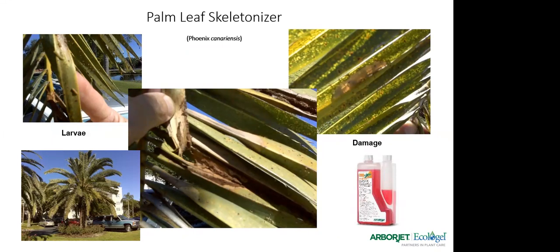I don't know how many guys have seen this one out here. I've seen a ton of this out in the Las Vegas area. Seen a couple instances in the Bay Area, but essentially people notice the feeding, the kind of feeding stippling, and then you notice these little tiny worms on the fronds. That's the indicator you've got this palm leaf skeletonizer going on.